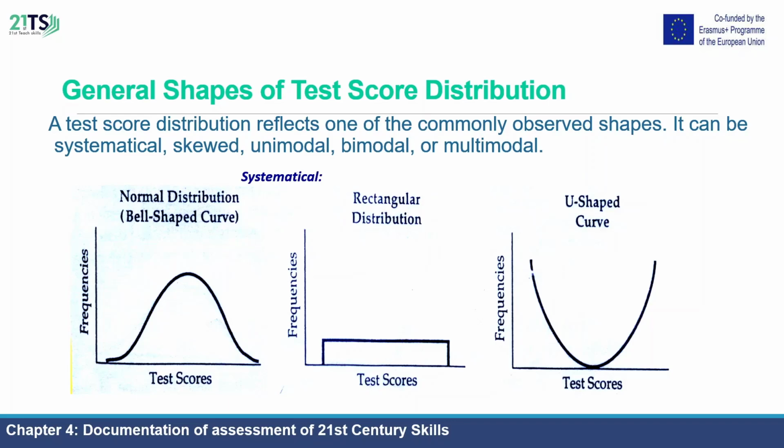While the test scores fall in the U-shaped curve, it means that the performance is very clearly distinctive, or we can say the performance of the students can be separated into two categories.